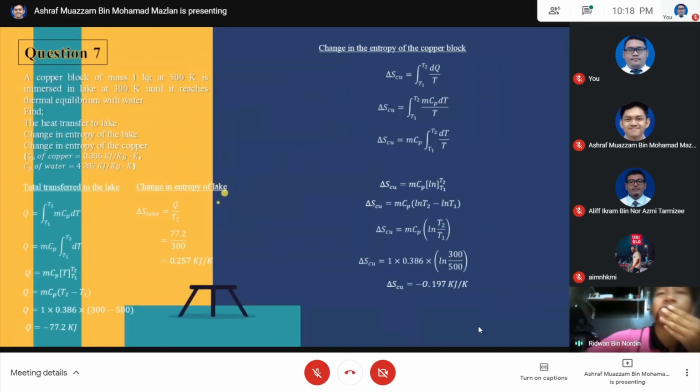And for question seven, a copper block of mass 1 kilogram at 500 Kelvin is immersed in a lake at 300 Kelvin until it reaches thermal equilibrium with the water. So just focus on the data that is given, which is isobaric.